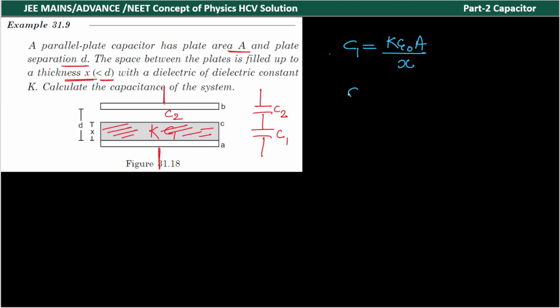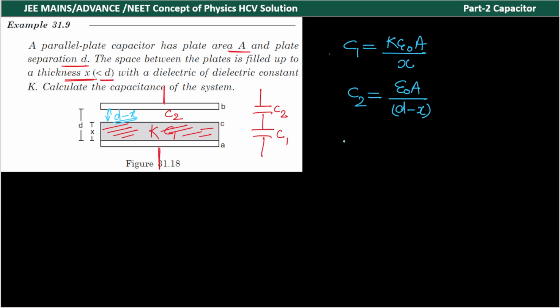Same as it, C2 will become air filled. We are not inserting anything in between this D minus x. It is still air filled, so it will become epsilon naught A divided by D minus x. It is very important to understand what is the distance remaining, that is D minus x, and these two are in series.